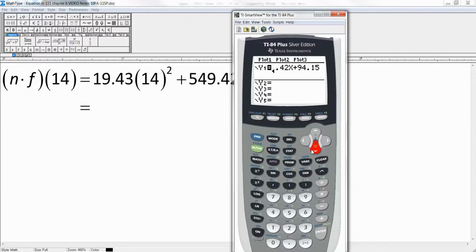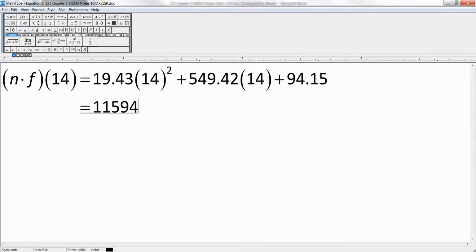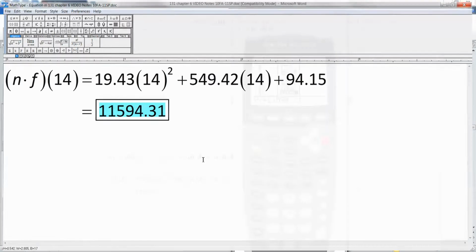Okay, so now I've got the equation in there, and that helps me because I can just go to the table and look at it. If you don't like the table, you can just type it all yourself. But you should get to the same number that I do right here: 11594.31. There we go. Now we have to give it units, right? So I think that's the next part.